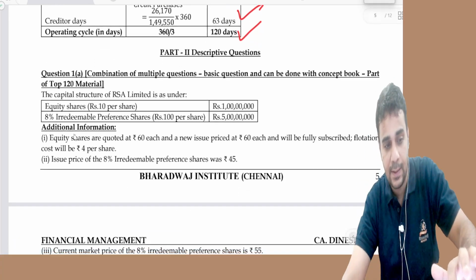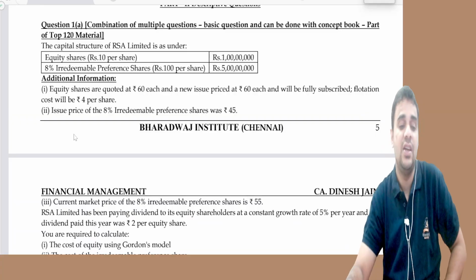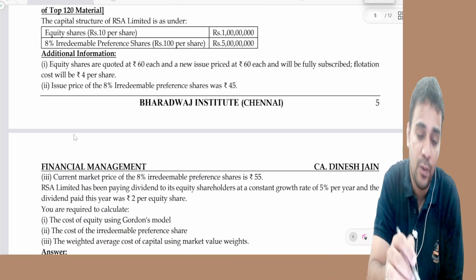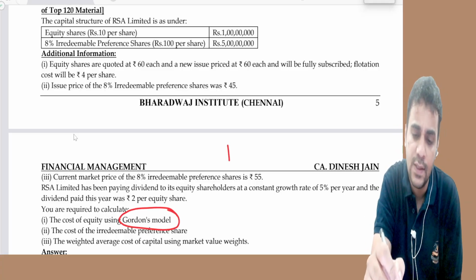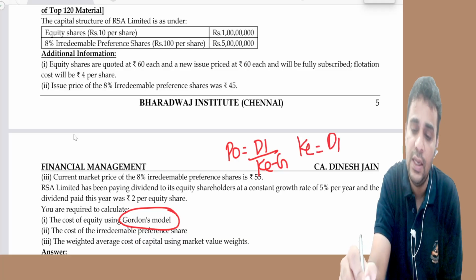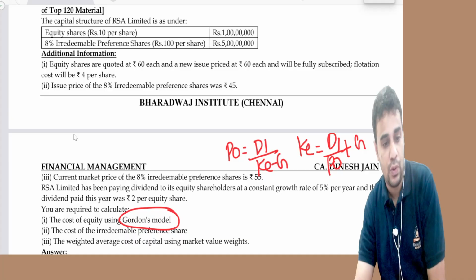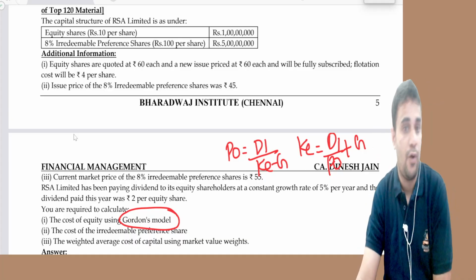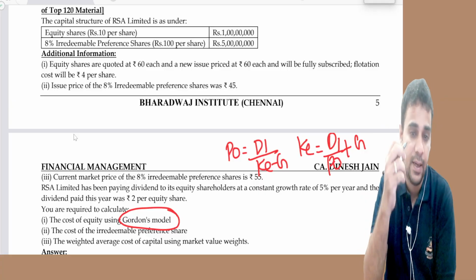Okay, then comes the descriptive part. First one is fairly simple, but there is one challenge. You will understand the challenge. They have asked us to calculate cost of equity using Gordon's model. What is Gordon's model? Gordon's model says P naught is equal to D1 by KE minus G. KE is equal to D1 by P naught plus G. Normally for cost of equity, we deduct flotation cost. In Gordon's model, the formula P naught minus F is used whenever I make a new issue.